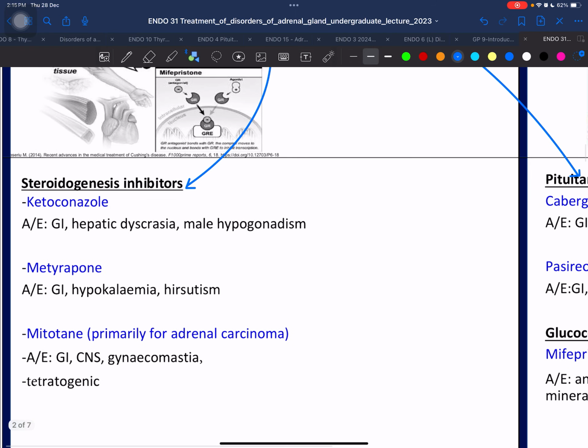Different drugs have different side effects, and the risk is also different as well. Mitotane, primarily for adrenal carcinoma treatment, and you also get all these side effects. It's not usually given because it is teratogenic, only for certain cases. Okay?